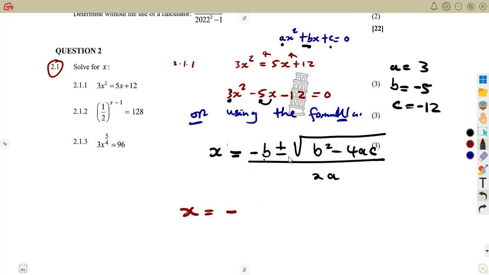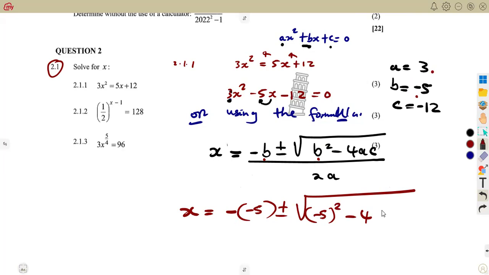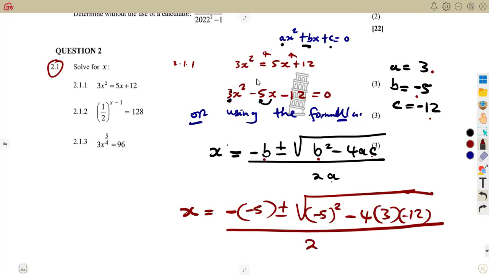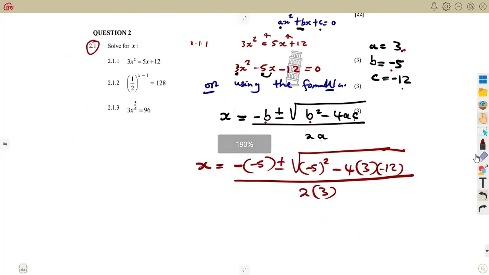So that's minus b. Our b is what? Negative 5. Okay, plus or minus the square root of b squared, so that's minus 5 squared, minus 4 times a, which is 3, times c, which is negative 12. So this is it, guys. Everything over 2a, which is 2 times our a, which is 3. So from our quadratic formula, this is what you're going to have.